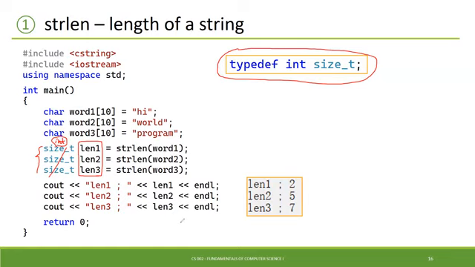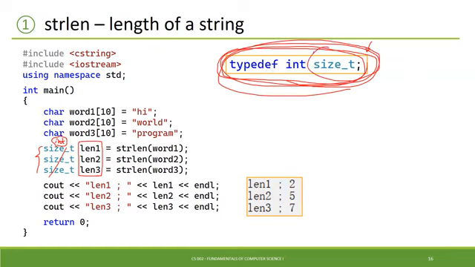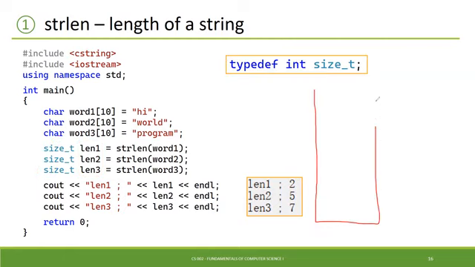Actually, you don't have to put this one. This is already predefined in the system. If you use it, the compiler knows what it is. However, if you want to make your own typedef, then you can do this. So for example, this is my code.